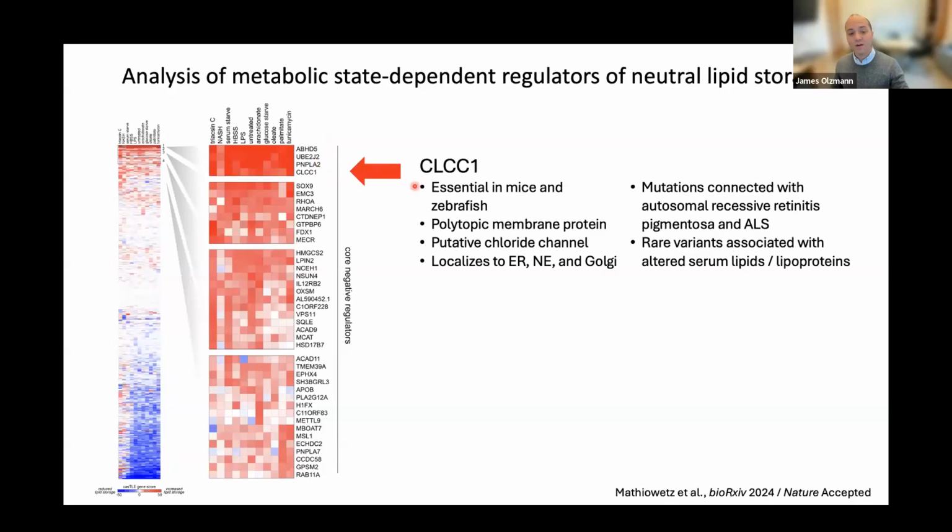At the time, we didn't know much about CLCC1. It's essential in mice and zebrafish. It's a polytopic membrane protein. It's annotated as a chloride channel. We don't think this is a chloride channel. I'll tell you what we think it does.